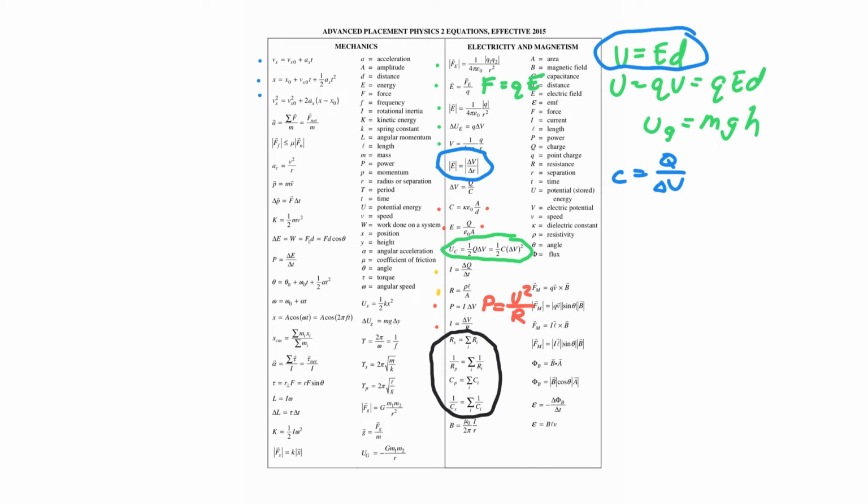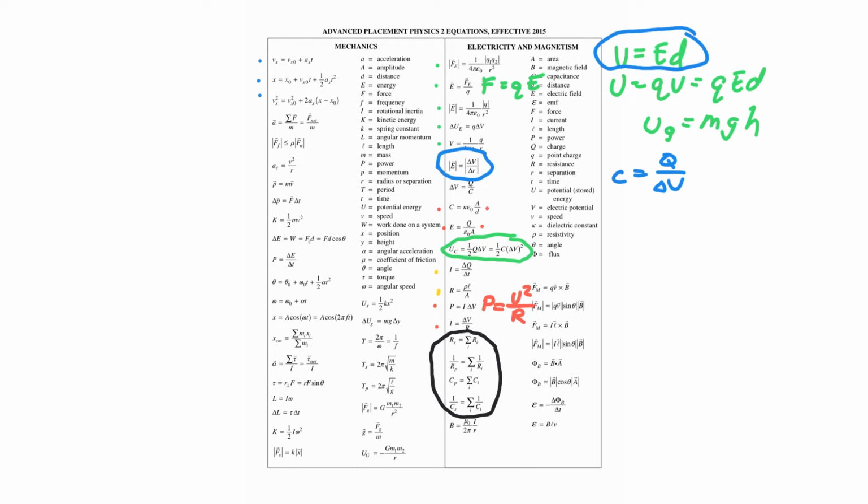Please make sure that you're not getting the rules backwards. The resistors in series add directly, but capacitors in parallel add directly. And then the 1 over equals 1 over plus 1 over rules are for resistors in parallel, but capacitors in series. You never really need to worry about memorizing these because they're all here on the equation sheet.